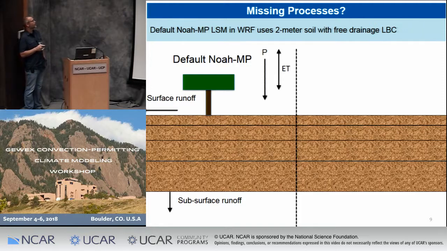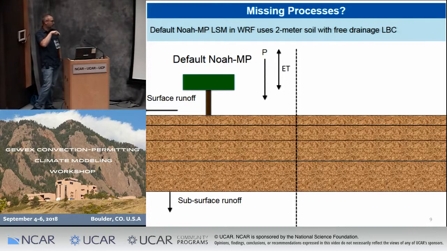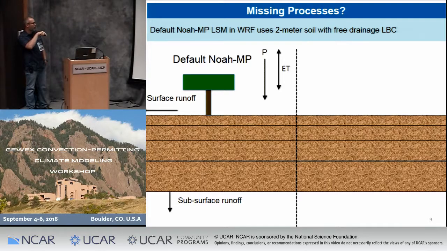So this is the default NOAA-MP land surface model in WRF, which uses a 2-meter soil column. This shows the four layers of the model, down to 2 meters. Here are the water budget components: precipitation coming in, a latent heat flux, a surface runoff, and a subsurface runoff. This subsurface runoff just leaves the model. It's a drainage out of the bottom of the model, and it is assumed to go to a river network or something.